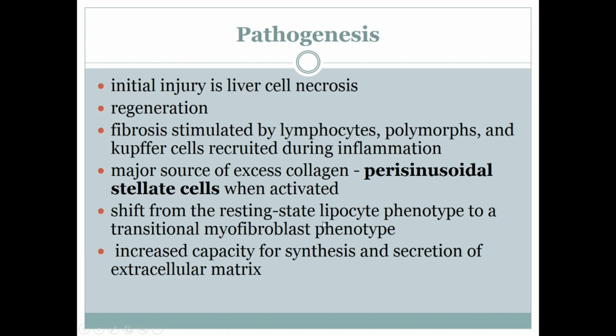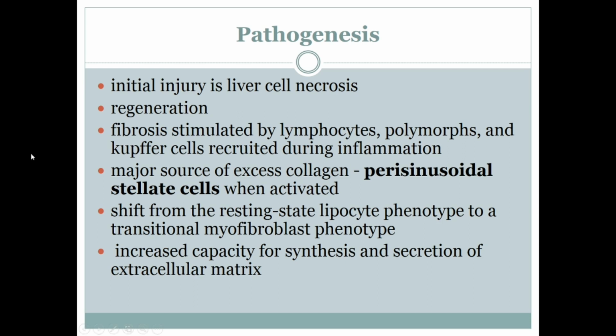They shift from the resting state lipocyte phenotype to a transitional myofibroblast phenotype. Myofibroblast basically is a fibroblast which has the capability to retract. That's why in cirrhosis, the size of the liver will eventually shrink. It will be reduced in size. Okay, initially the liver is enlarged in size. But in the very late stages of cirrhosis, the liver becomes much smaller, mainly because of this phenotype change. The myofibroblast has the capability to contract.